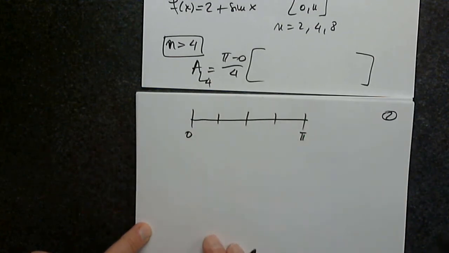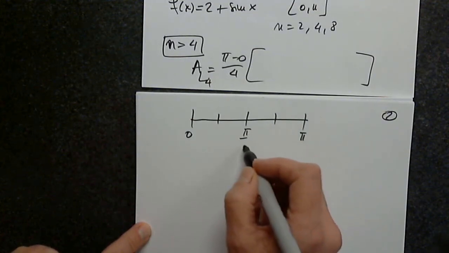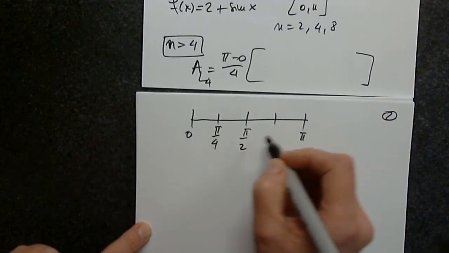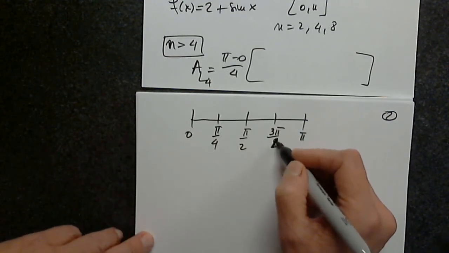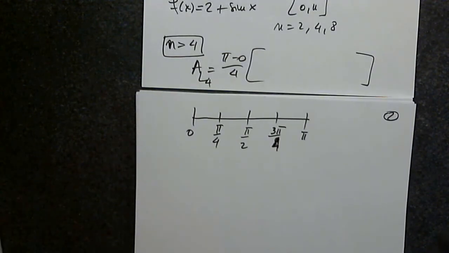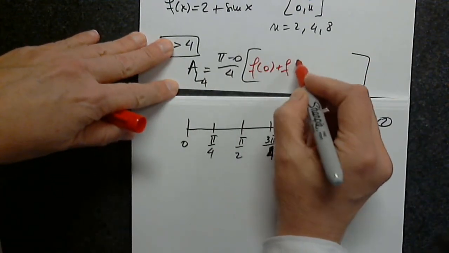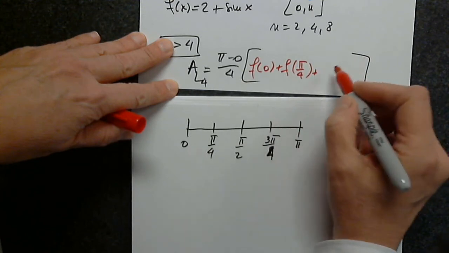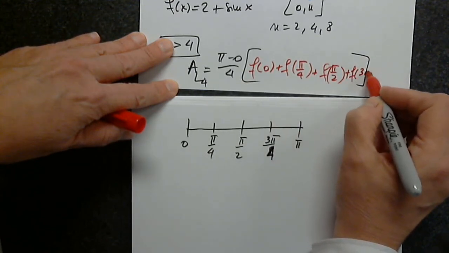And we'll divide in 4. So this is pi over 2, and this is pi over 4, and this is 3 pi over 4. I said 4 and I wrote 8. Nobody knows why. Okay, so for the leftmost point, I would have to use f of 0 plus f of pi over 4 plus f of pi over 2 plus f of 3 pi over 4.